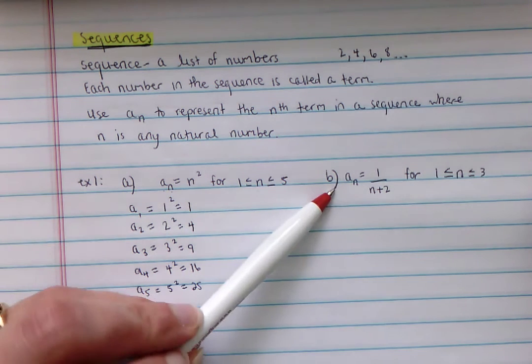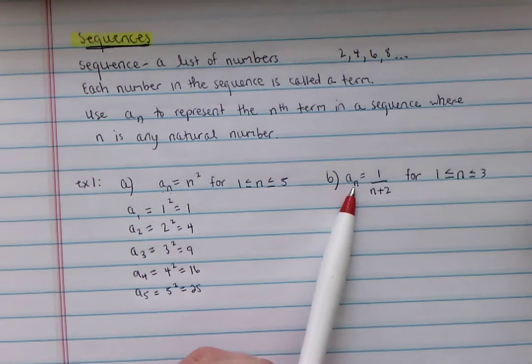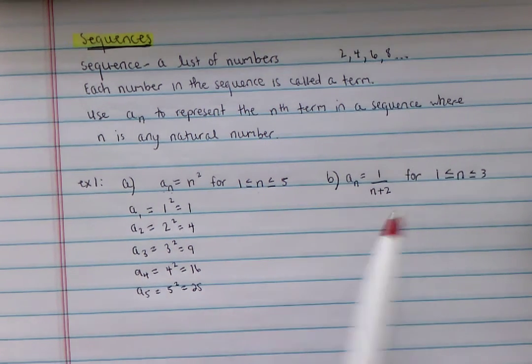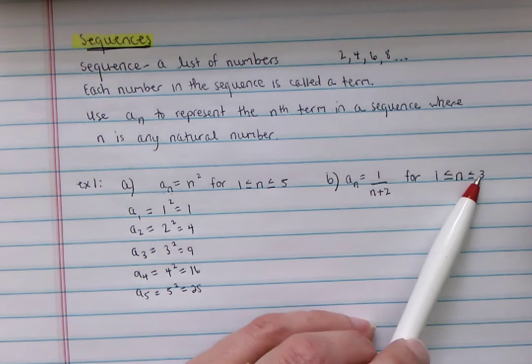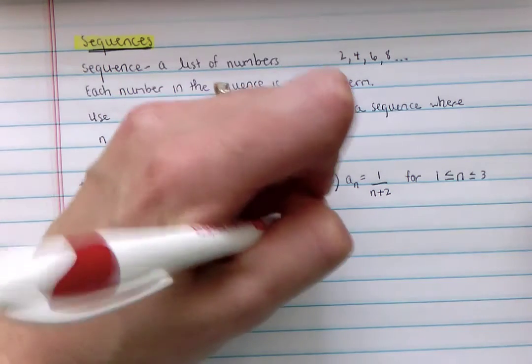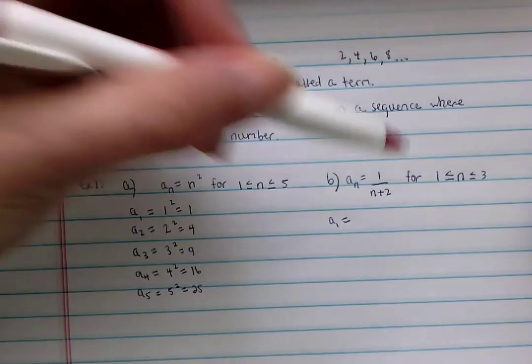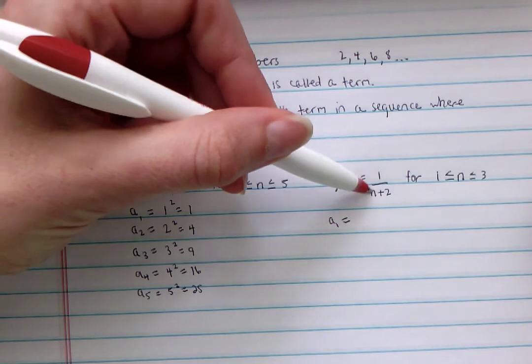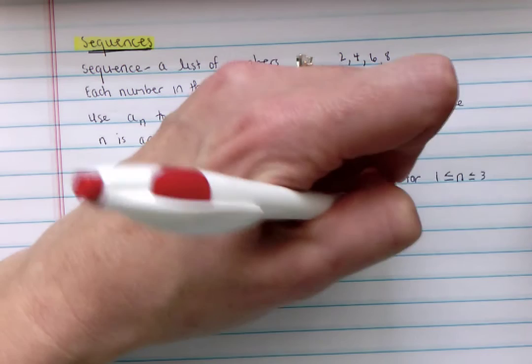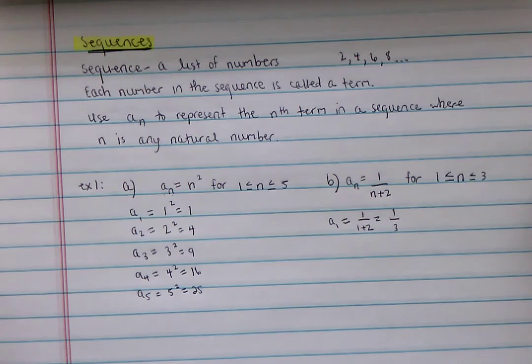For B, here's the nth term. It's defined by 1 over n plus 2, and it wants us to go from 1 to 3. So we're only going to list the first 3 terms of the sequence. So for a sub 1, again, I'm going to plug in a 1 for the n, so this would be 1 over 1 plus 2, which is 1 over 3.